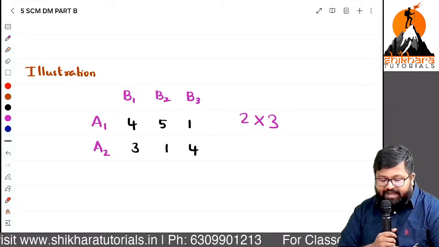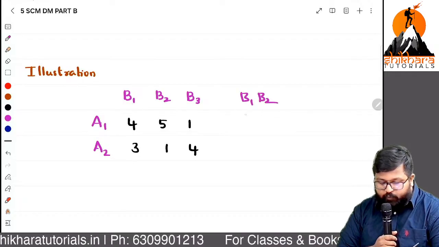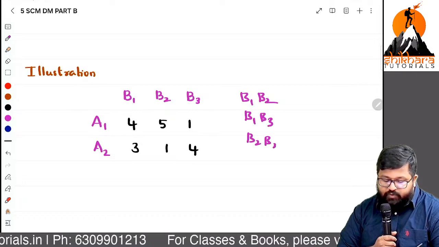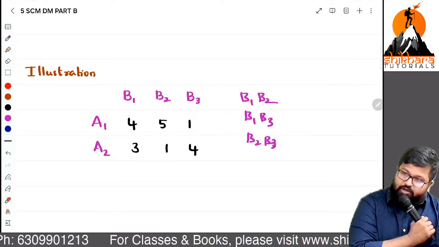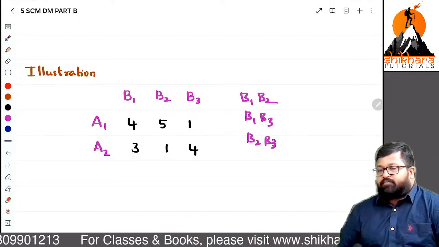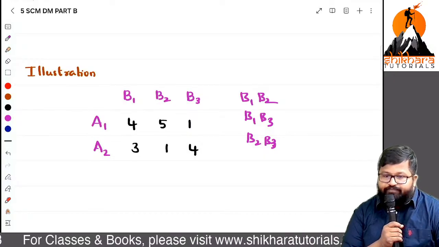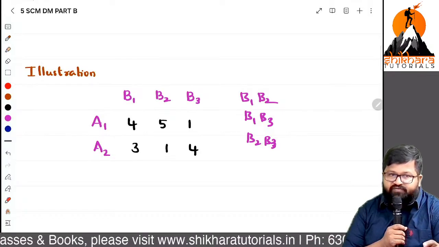So make the comparisons. That is, the comparisons can be B1, B2, B1, B3, B2, B3. Can you tell which column can be cancelled? Which column can be cancelled? B1. Okay. Which comparison? First comparison itself.